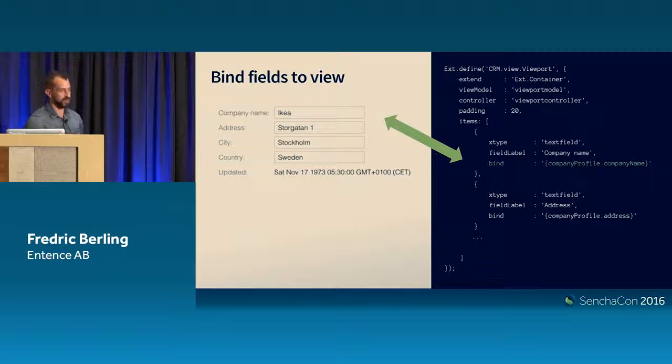And then, this is standard stuff. We're binding every field to the data model using the company profile word that we chose, dot company name, which is the field in the JSON. So we do that for all the fields. That's just an example of the text field first.